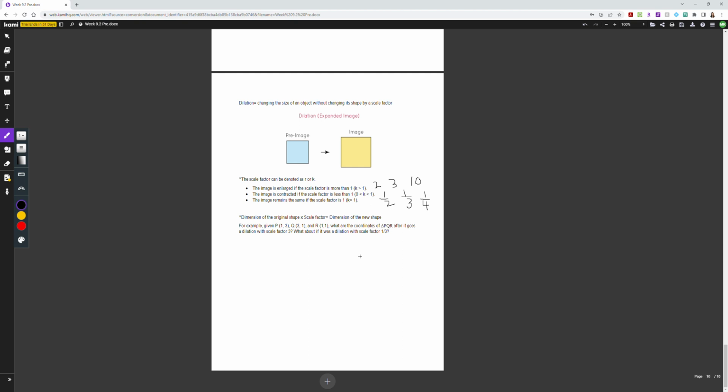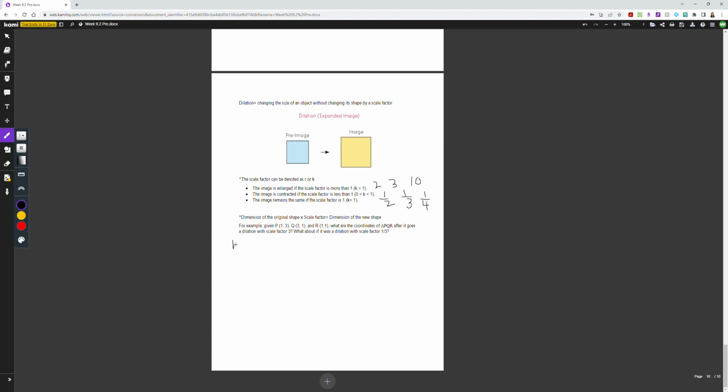Now, to find the dimensions of the new shape, we are going to look at this example. So we have this formula. We are going to take the dimension of the original shape and multiply by the scale factor to get the dimension of the new shape. So let's look at this example. Given that P is 1, 3, Q is 3, 1, and R is 1, 1, what are the coordinates of triangle PQR after it goes through a dilation with scale factor 3? What about if it was a dilation with scale factor 1/3? So let's look at the first one with a scale factor of 3.